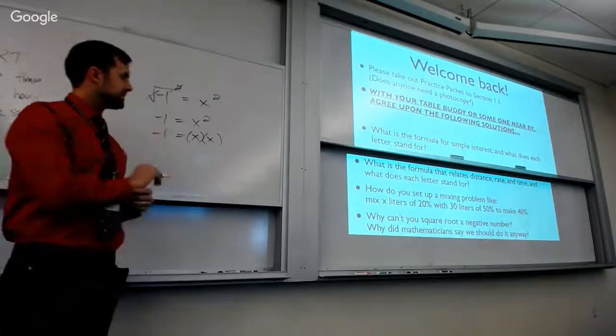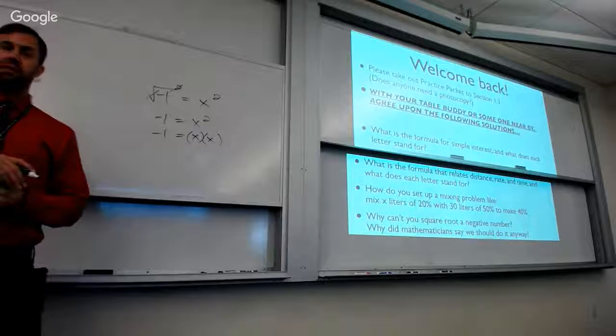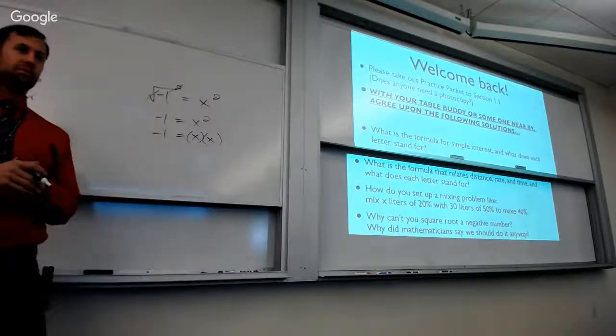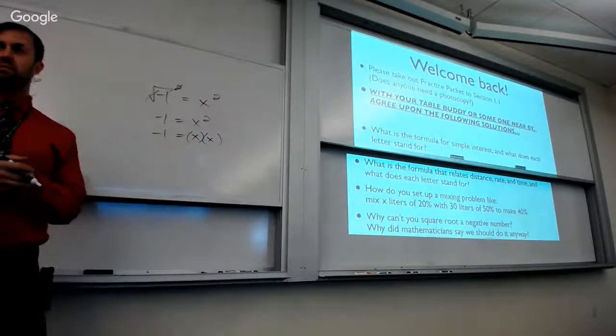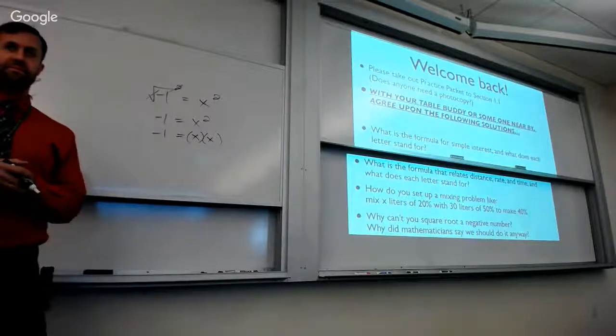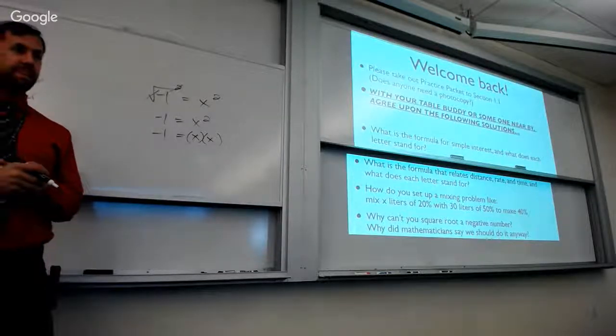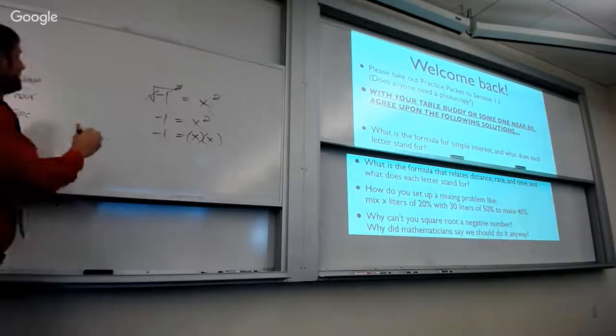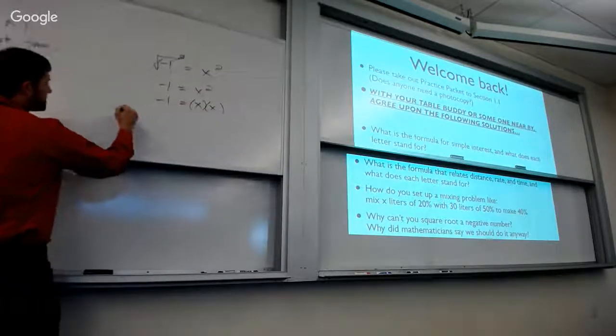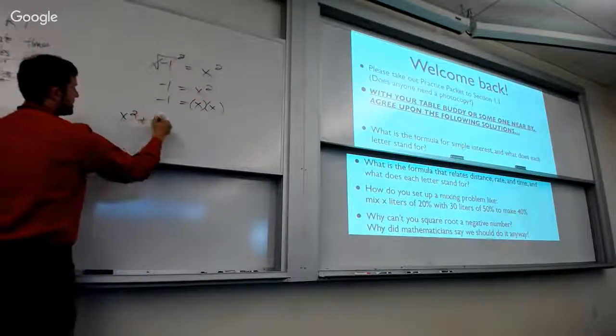But then why did mathematicians say we should do it anyway? Why should we just go ahead and square root a negative anyway and call it something? Yeah, to finish the problem. Exactly right. So let's say that they had a simple equation like x squared plus 1 equals 0.